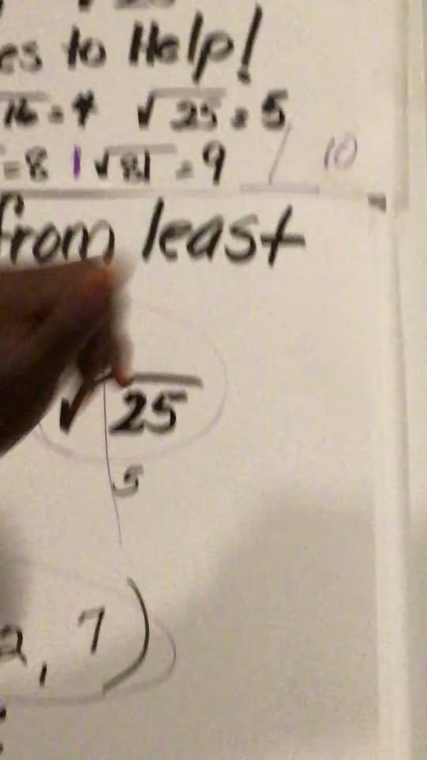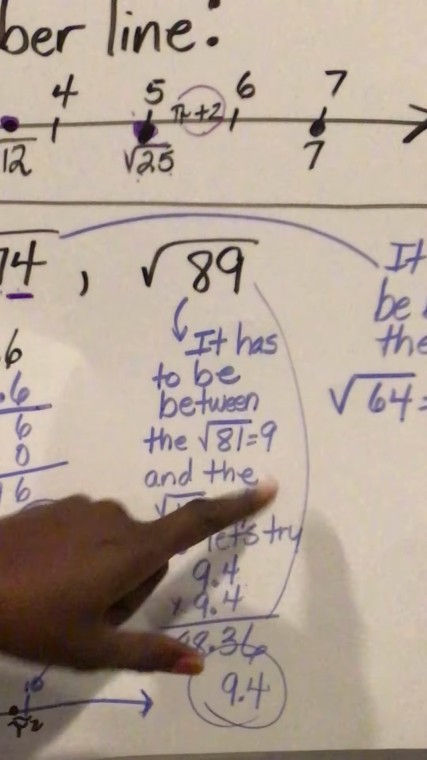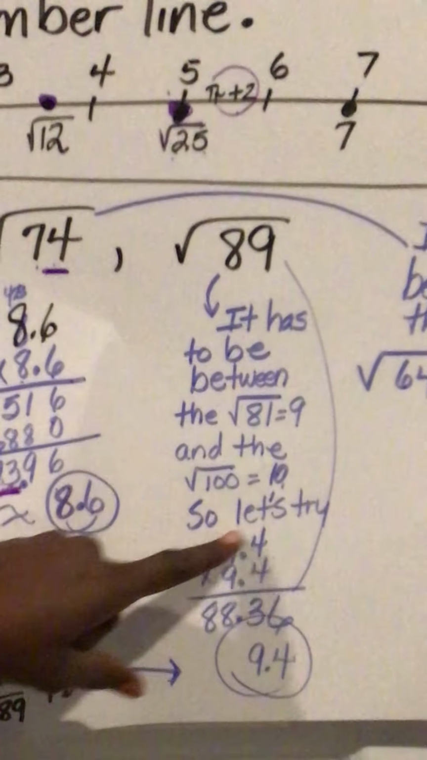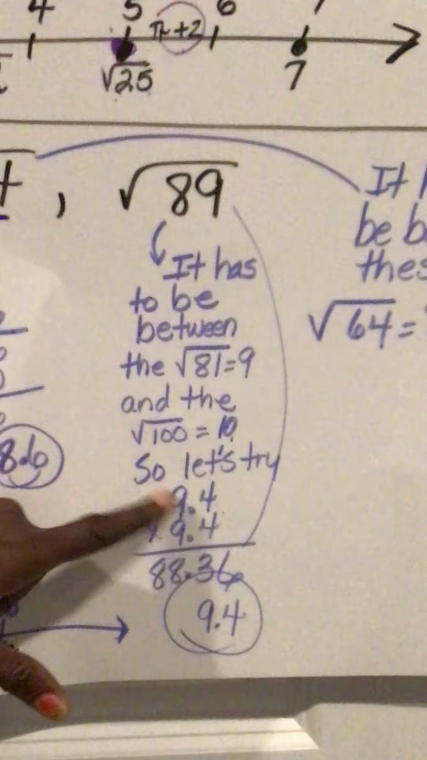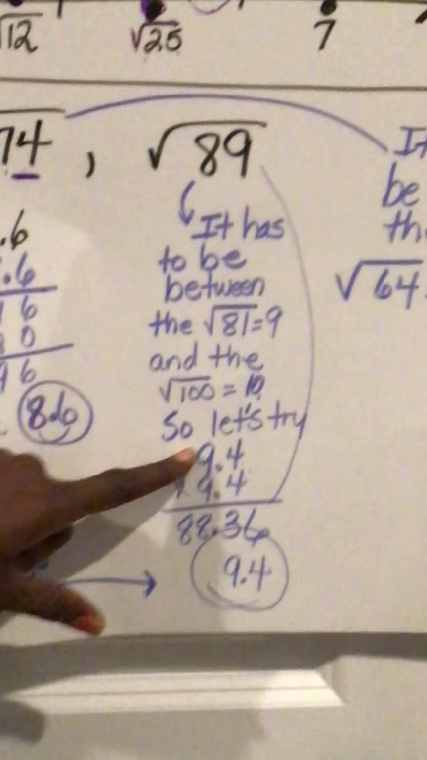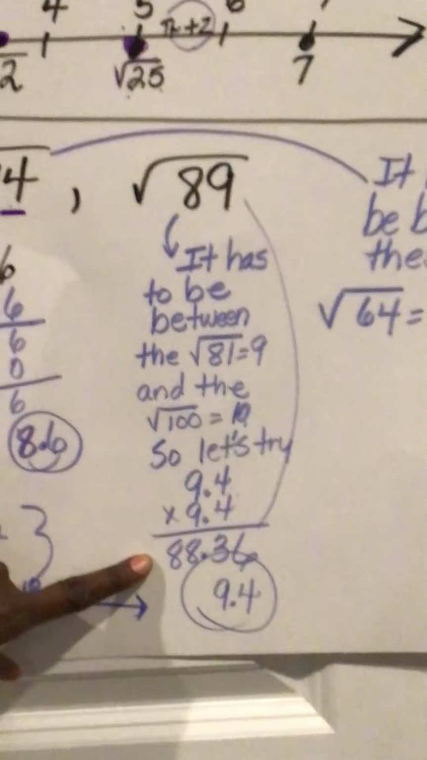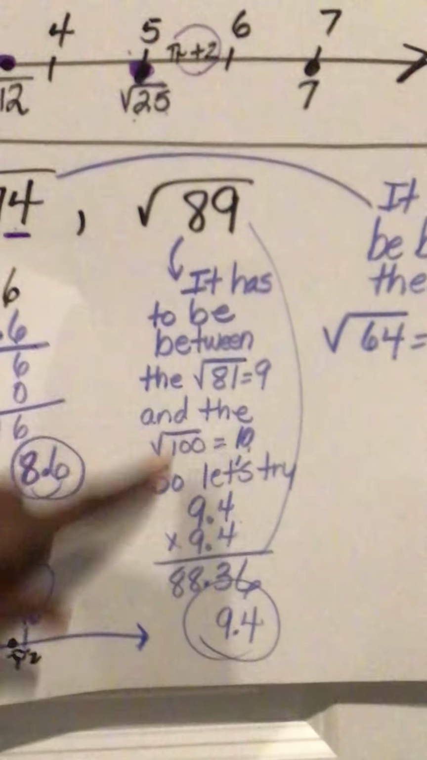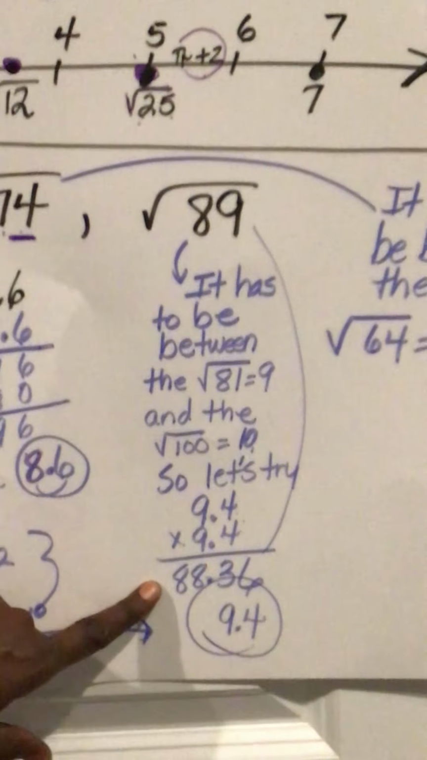Here's 81. Okay, so let's see. It has to be between 9 and 10, which is the square root of 100, which is 10. So let's try it. Let's say 9.4. You could play with it with your calculator, but I gave it 9.4. So 9.4 times itself gave me 88.36. That's pretty close to me to 89. It's close enough. Okay, so that's the closest I can get.